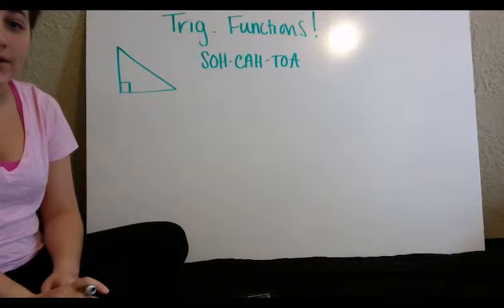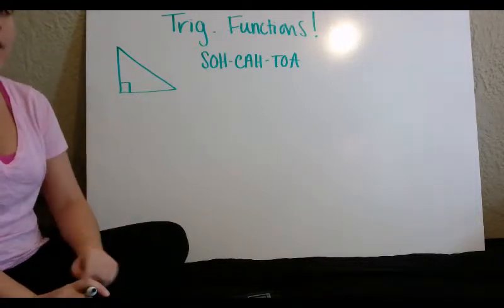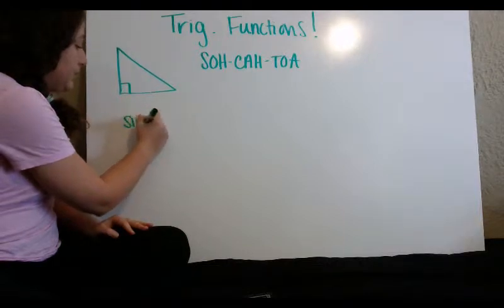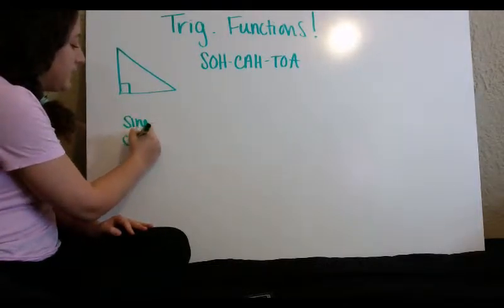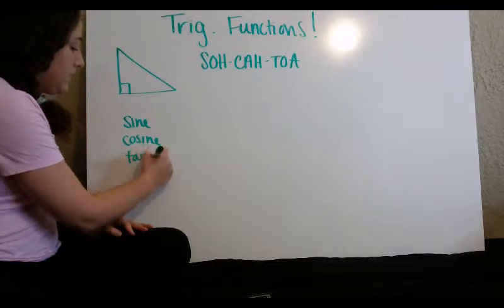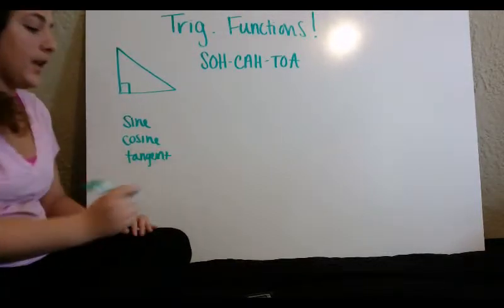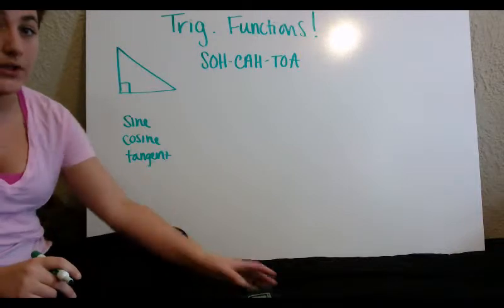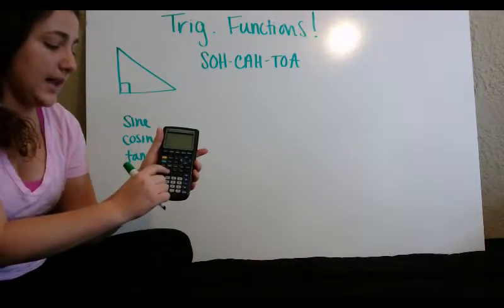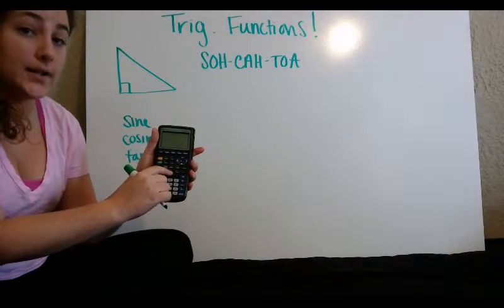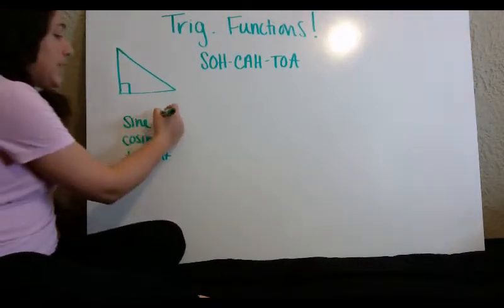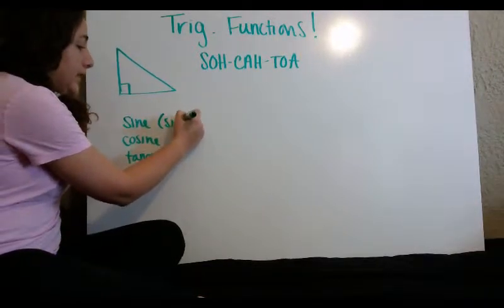Alright, so today we're going to talk about trig functions. There are 3 trig functions: sine, cosine, and tangent. You guys have probably noticed these on your calculator before. On your calculator, it's going to be SIN for sine, COS for cosine, and TAN for tangent. So that's actually how we're going to abbreviate these all the time.